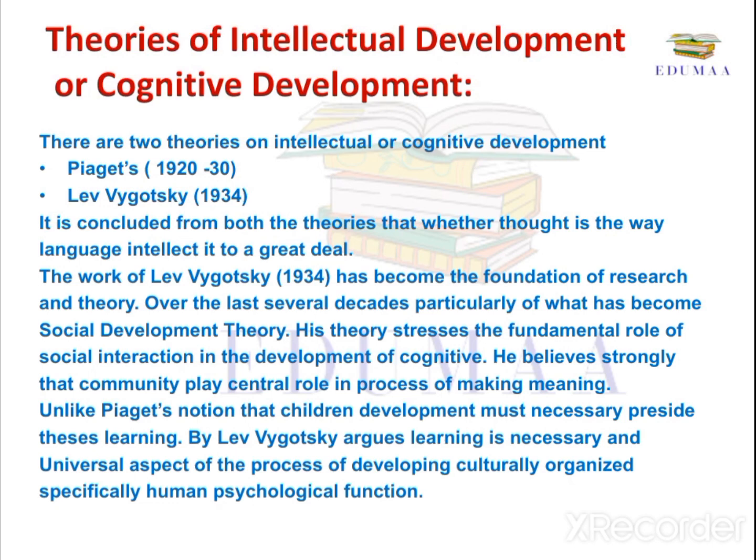There are two theories on intellectual or cognitive development. The first theory is given by Piaget in 1920 to 30 and the second is Vygotsky in 1934. It is concluded from both the theories that thought is shaped to a great deal by language. The work of Vygotsky (1934) has become the foundation of research and theory over the last several decades, particularly of what has become social development theory.